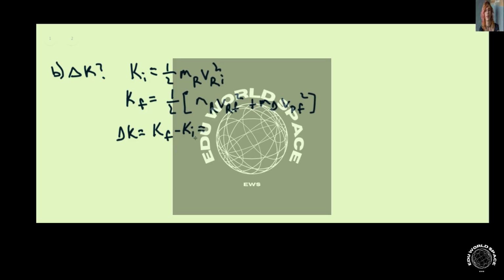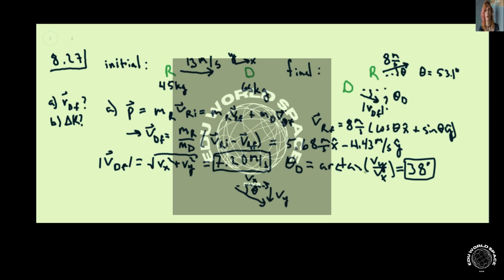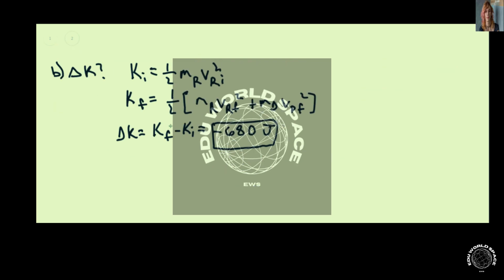Plugging in all the numbers and then doing the subtraction, we discovered that the kinetic energy of the whole system has decreased by 680 joules. And it's good that we end up with a negative sign, because otherwise energy would have had to have been added from somewhere, and since there's nothing to add any energy, that would have kept us up at night. So there we go. This is Daniel's final velocity, and this is the amount of energy that was lost, and we can see it was not an elastic collision.